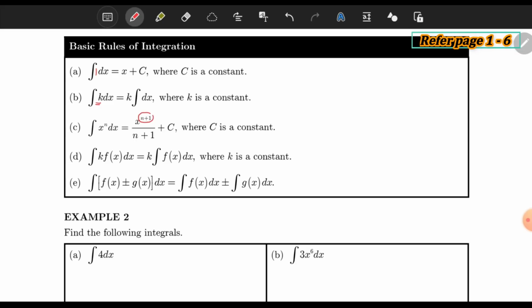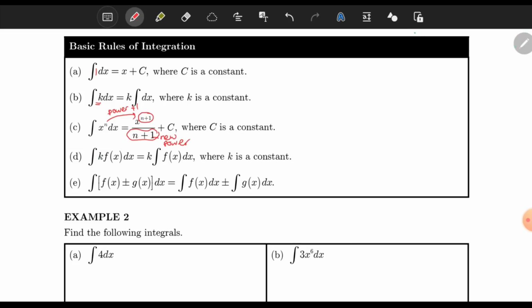So we need to increase the power by 1, power plus 1, and we divide by the new power. So integrate x power of n equals x power of n plus 1 over n plus 1, plus c. D: integrate k times f(x) dx equals k integrate f(x) dx.